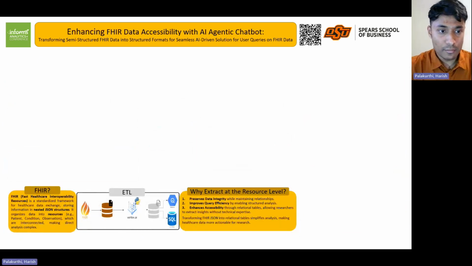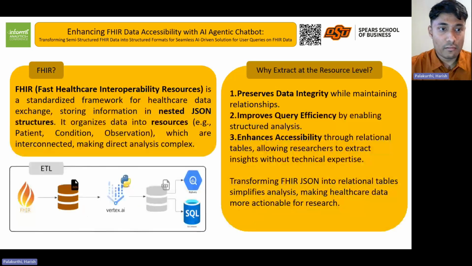So let's get deeper into FHIR and what FHIR is. FHIR is a standardized framework for healthcare data exchange. Different practitioners work on the same patient and provide data about the patient, and that is stored as a single document, which is FHIR. Next, why is this important? The data about the patients is present in FHIR, but we cannot directly analyze it because it is at patient level. We need to convert that to resource level.